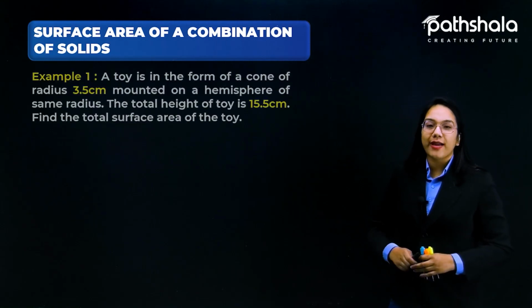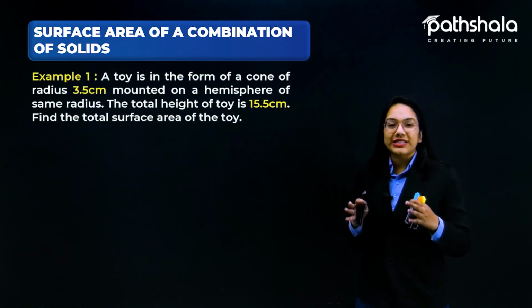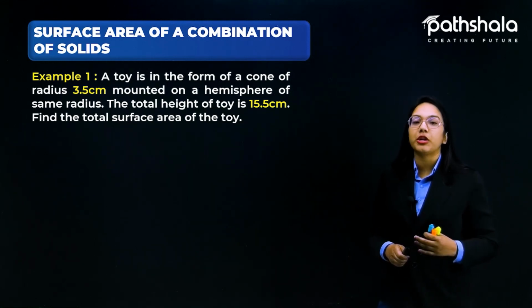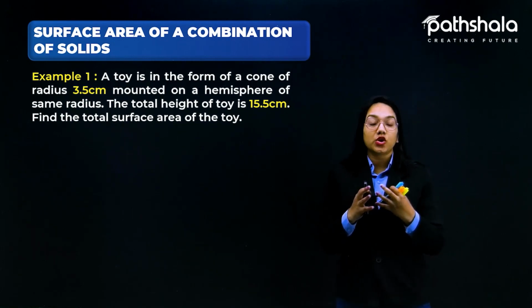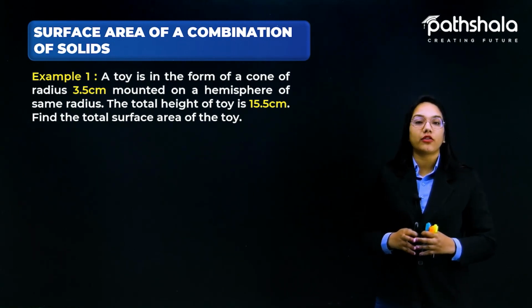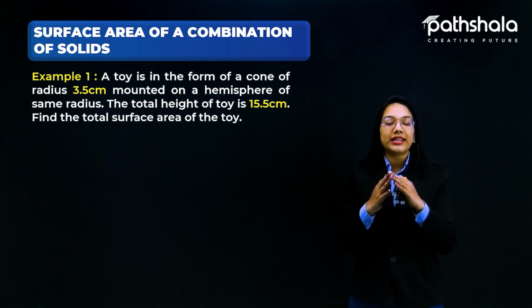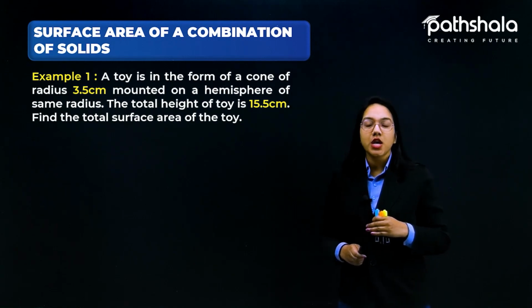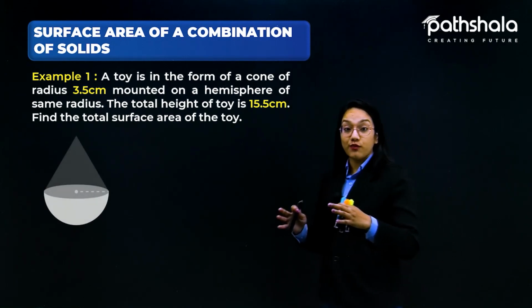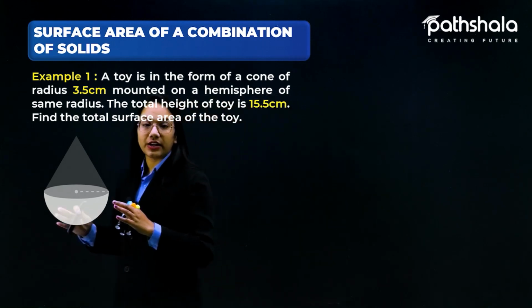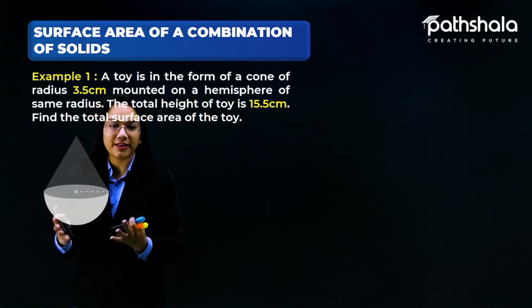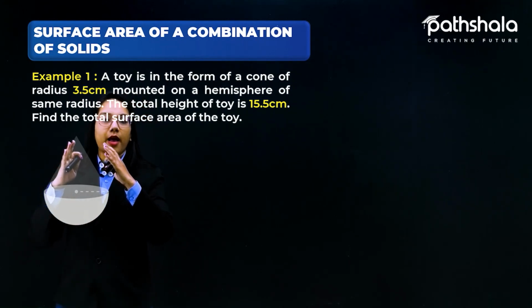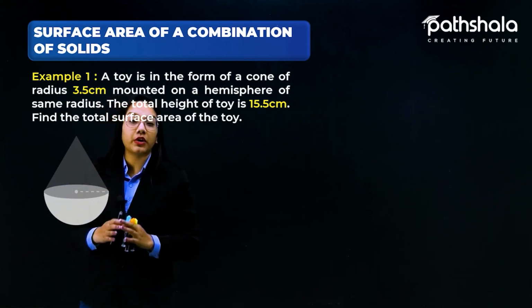Suppose the example says that a toy is in the form of a cone of radius 3.5 centimeter mounted on a hemisphere. So the toy is of the form of a cone mounted on a hemisphere. If I make a figure for this, the toy is of this form. You can see there is this hemisphere, and there is a cone mounted on this hemisphere, and it is of the same radius as per the question.